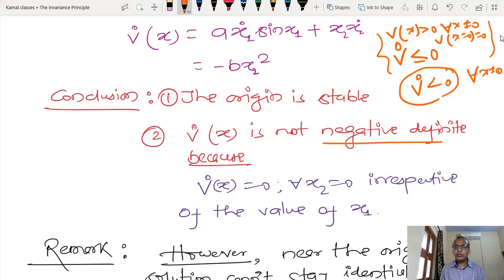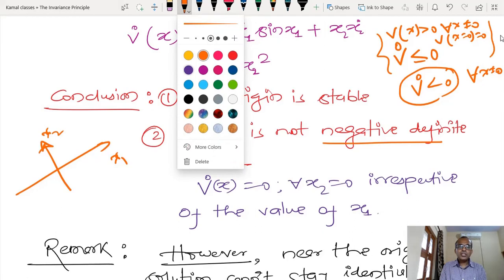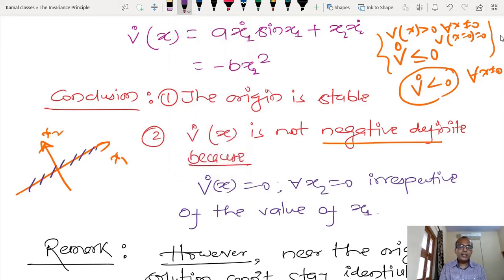Because V dot x equals 0 for all x2 equal to 0, irrespective of the value of x1. If you are in two-dimensional space, x1 and x2, you can see that x2 equal to 0 represents this whole line. Anywhere you are on it, that represents x2 equal to 0. So I cannot tell that if V dot x equals 0, I am at the equilibrium point. It might be possible I am anywhere on this line. Due to that reason, we are just able to talk about the stability, not the asymptotic stability.